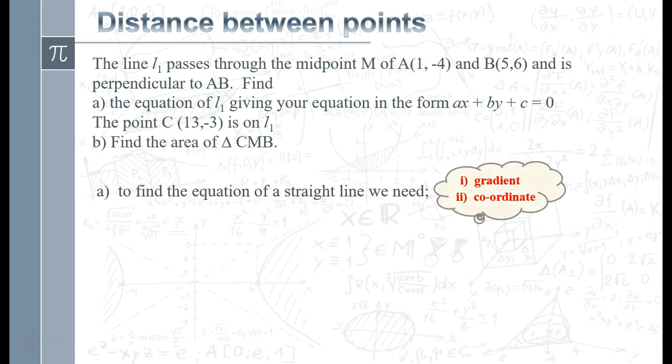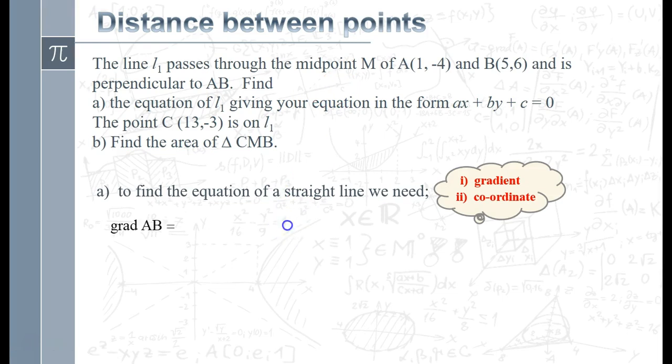So where are we going to get that information from? Well, gradients, it's going to have to come from these two coordinates here. Okay, so coordinate A and coordinate B, and we're also given this extra piece of information that's perpendicular to AB. So let's find the gradient of AB, and then let's worry about how we find a perpendicular gradient. So that's the first thing we're going to do.